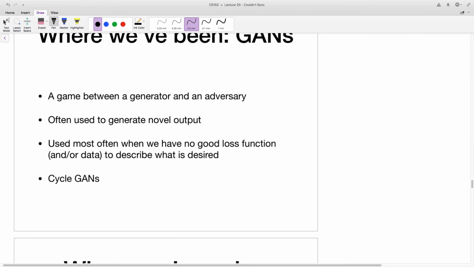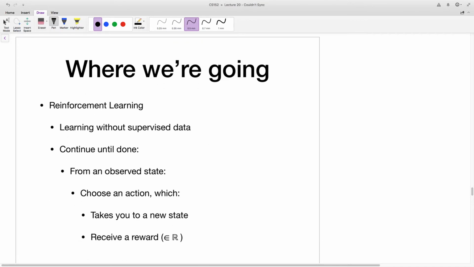So what we're going to do for the remainder of the course is talk about reinforcement learning. Reinforcement learning is not necessarily neural networks. We will be using neural networks as part of our reinforcement learning. Does anyone know the most, let's say, famous applications of reinforcement learning with neural networks?